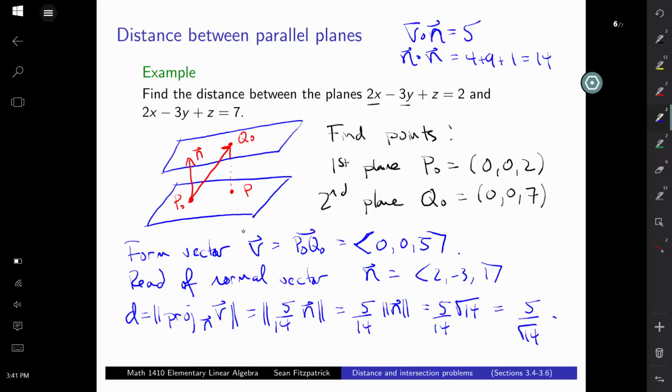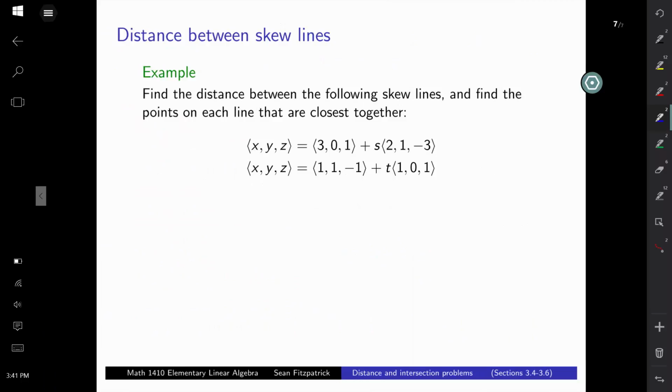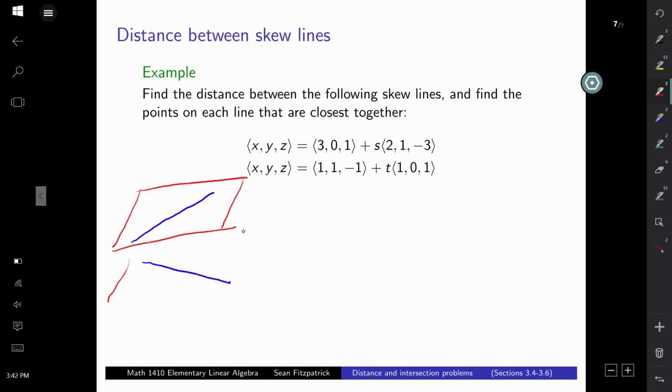The last one we'll set up, and I'm not going to go all the way through this one because it's going to take too long. Find the distance between skew lines. This is a trickier one. If you can do this problem, you can do pretty much anything that we could throw at you. So here's how you think about skew lines. One line is kind of up here, and another line is down here. They're not parallel, but they don't intersect. And one way to think about why they don't intersect is that these two lines lie in parallel planes, right?